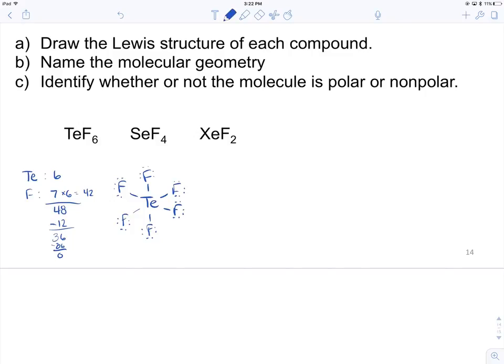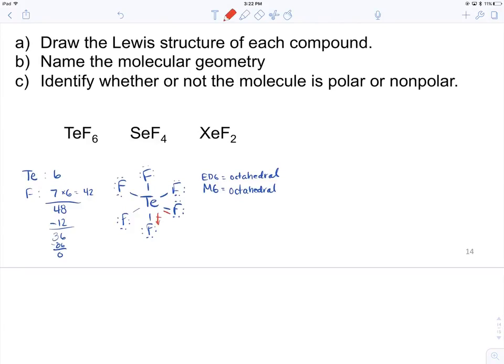And at this point we need to consider the geometry. So with 6 groups around it, the electron domain geometry would be octahedral. And since none of those groups are lone pairs, the molecular geometry, considering only the bonded atoms, will also be octahedral. And from here we can think about whether or not we have polar bonds, and we do.